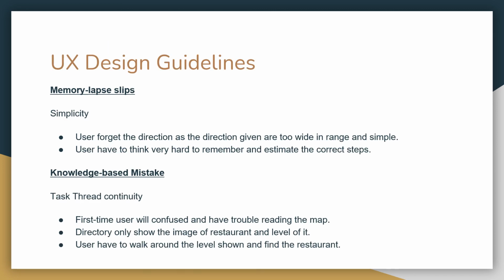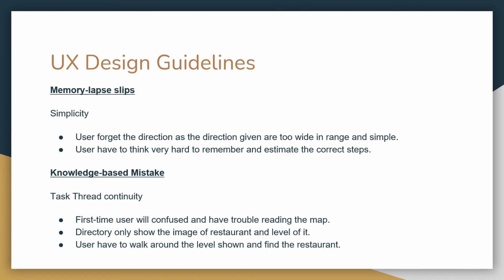The third is simplicity, which can be found in memory lapse slips. The user forgets the direction as the direction given is too wide in range and too simple. The user has to think very hard to remember and estimate the correct steps before reaching the desired destination.